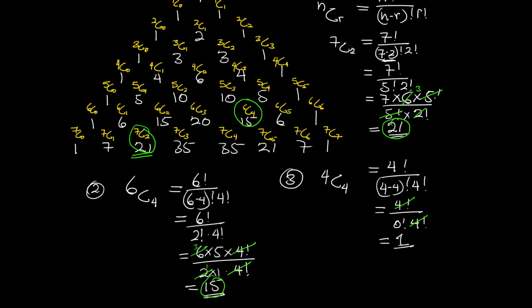And what do we have? We have here 1, and 4 combination 4 is also 1. Now that we have seen that both the Pascal triangle and the combination approach give us the coefficients of the binomial expansions, let us take some examples and use both the Pascal triangle and the combination approach to see if we'll get the same results.